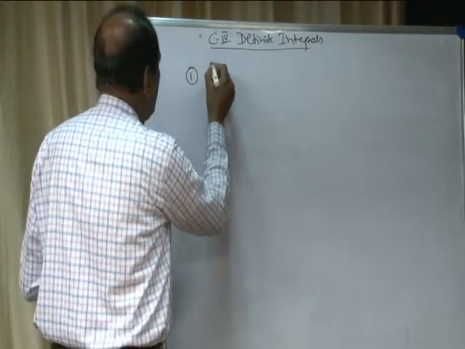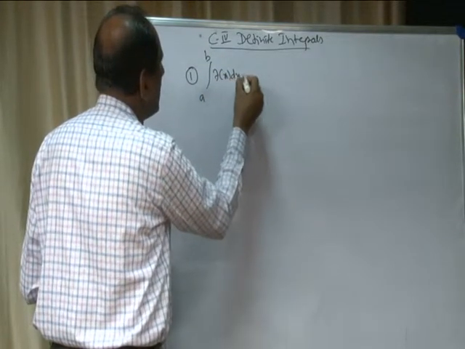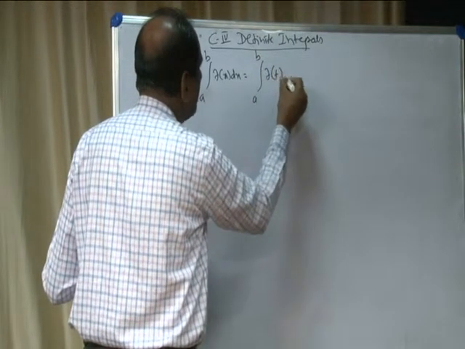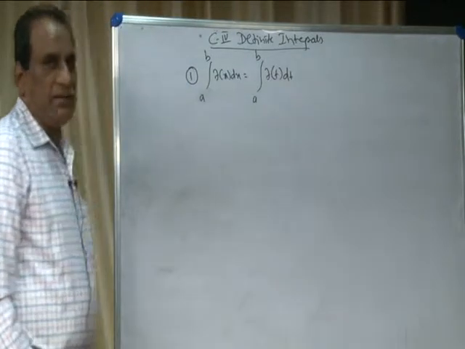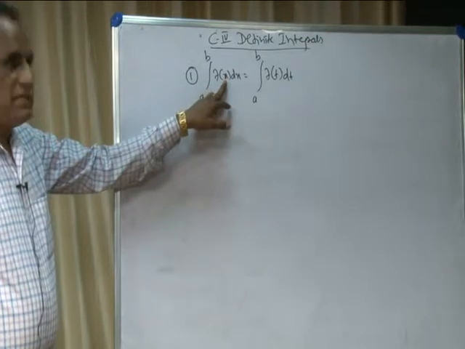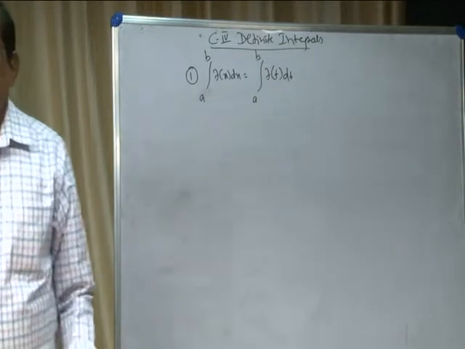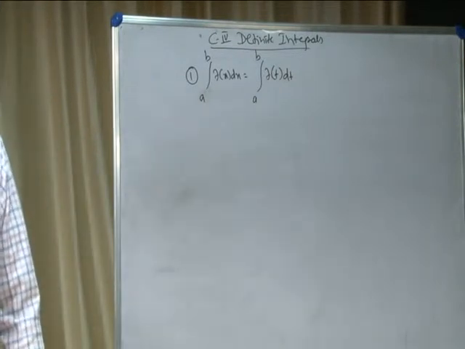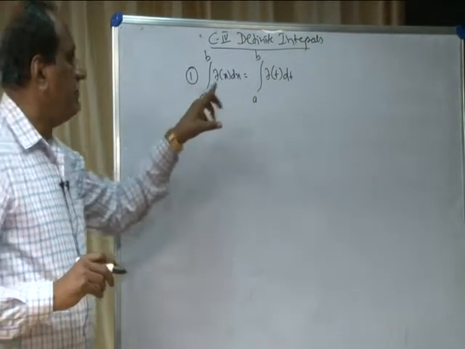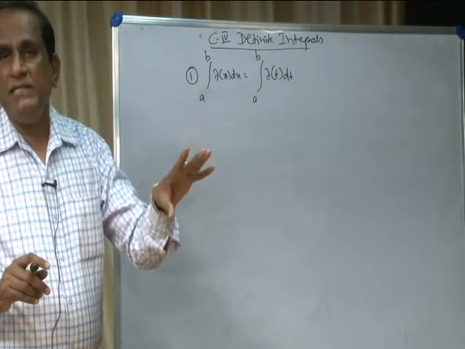First property: integral a to b f of x dx is equal to integral a to b f of t dt. What does it mean? It means the variable of integration is dx in one and dt in the other. If you change the variable, that is by the substitution method, also called the change of variable method, from x to t, the value of the definite integral remains the same.